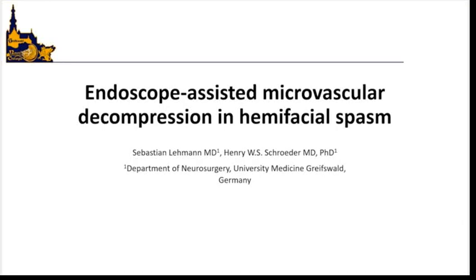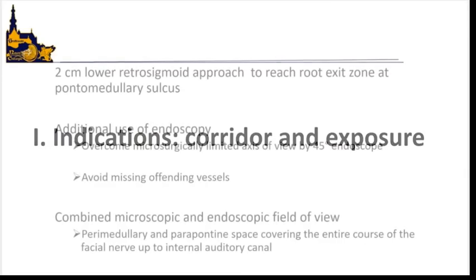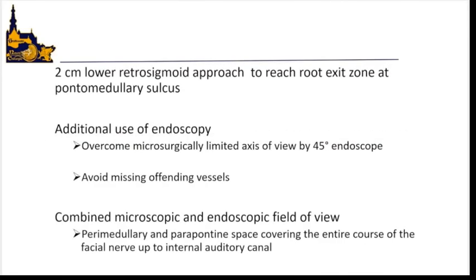Hemifacial spasm. In hemifacial spasm, an ipsilateral neurovascular compression leads to involuntary spasm of the mimic muscles with great impact on the patient's quality of life. The lower retrosigmoid approach is used, which exposes the lower cranial nerve group and the facial nerve exit zone, which starts at the pontomedullary sulcus.